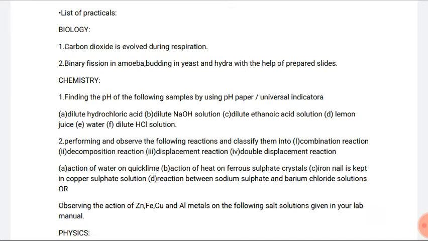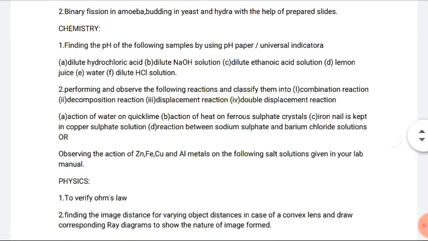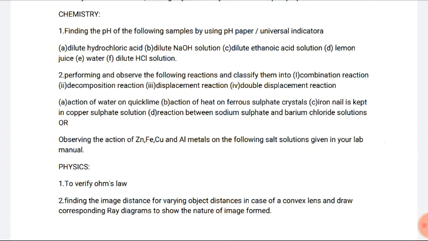First, for biology, the first practical is: carbon dioxide is evolved during respiration. And second is binary fission in amoeba, budding in yeast and hydra with the help of prepared slides. For chemistry, you have practicals.